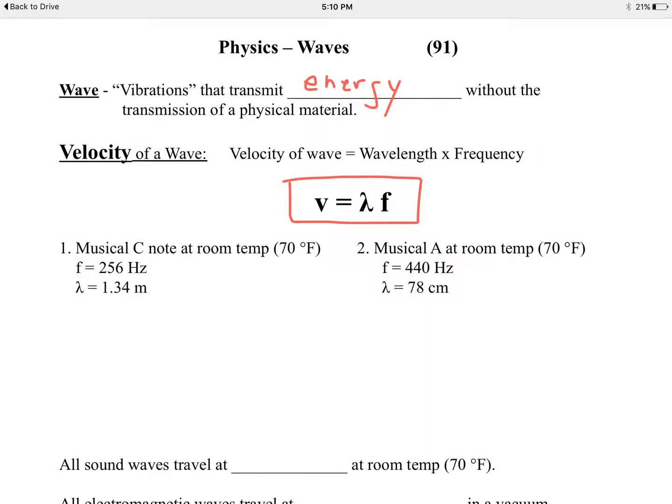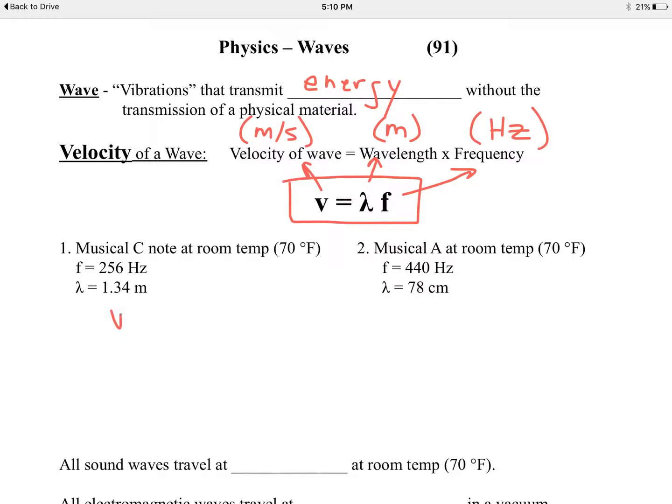The wavelength is lambda, measured in units of meters, standard. Frequency is f. We want to use hertz for frequency, and then velocity is V, and we want to use the units of meters per second, standard units. For example, if you play the musical note C, sometimes called middle C, it has a frequency of 256 hertz and a wavelength of 1.34 meters at room temperature, and we'll talk about the differences that occur at different temperatures in a subsequent lecture.